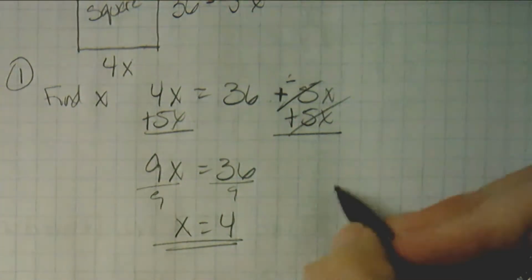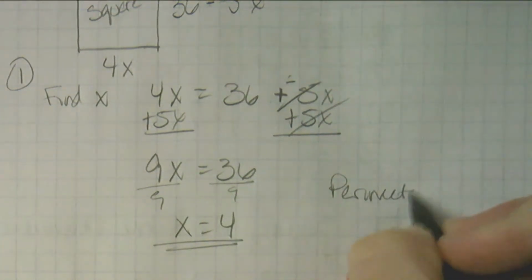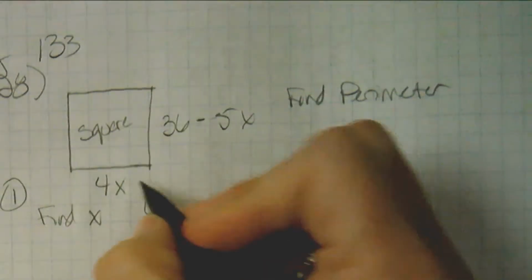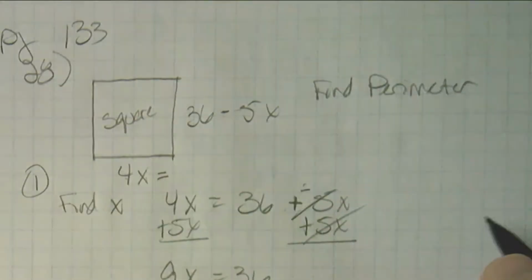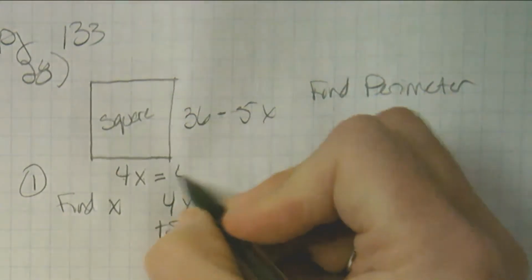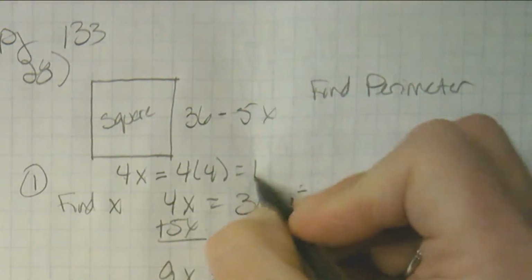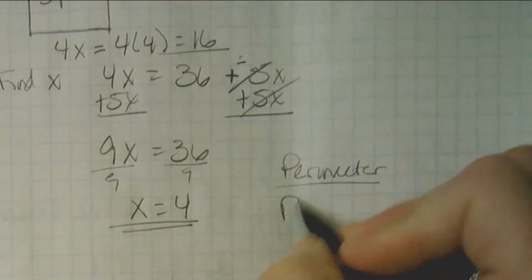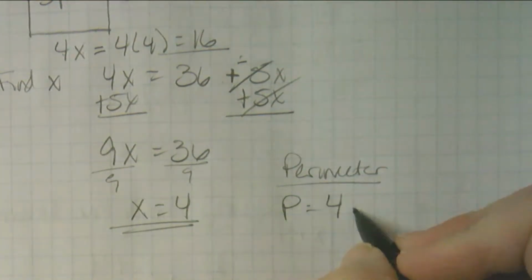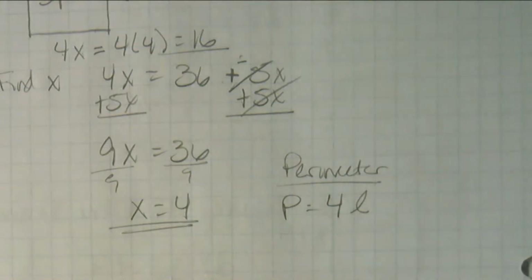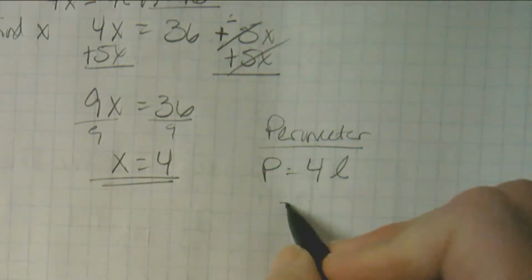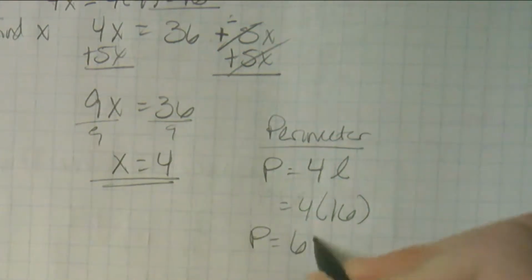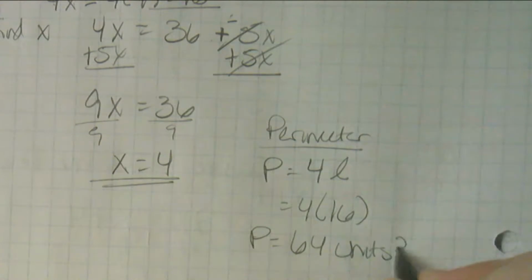They were asking for the perimeter. All right, so if I go back up into here, let's figure out what one of my sides is. Well, one of my sides is 4 times x. So this is 4 times 4, which is 16. So that's one of my sides. So my perimeter of a square is 4 times one of my side lengths. I'm just going to make it L. So we end up with 4 times 16, which is a perimeter of 64 units.